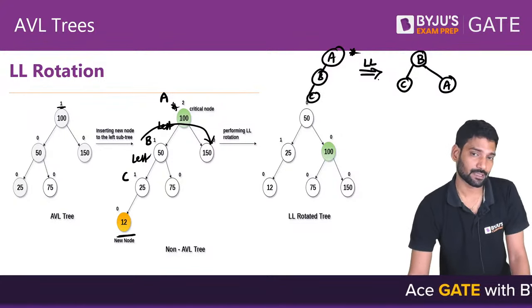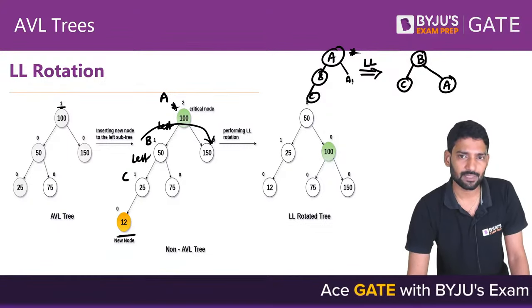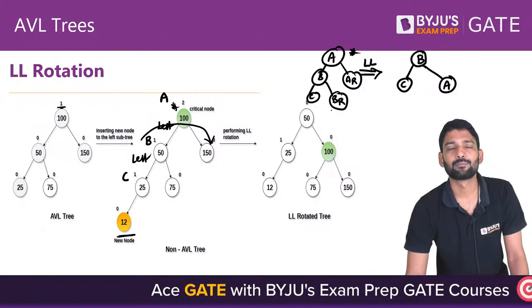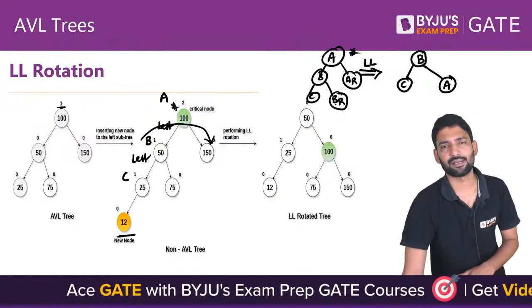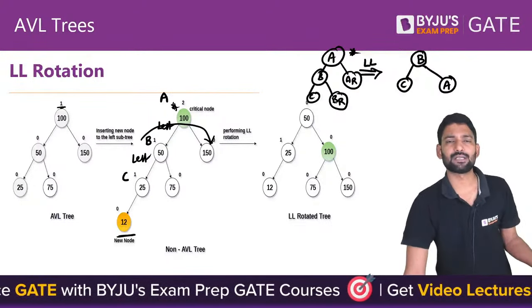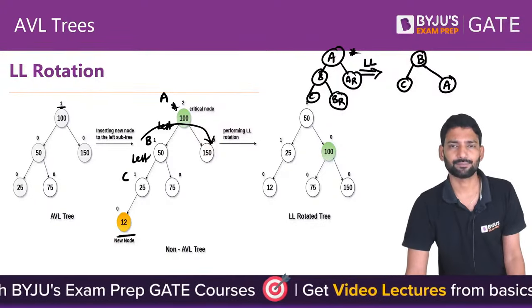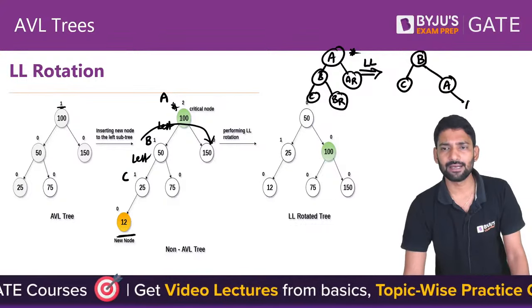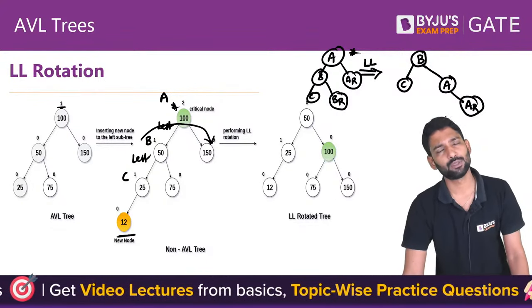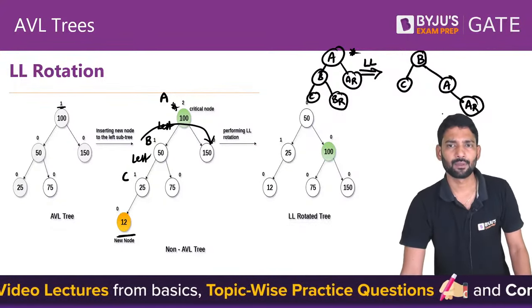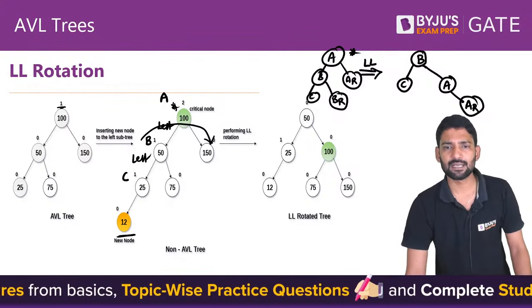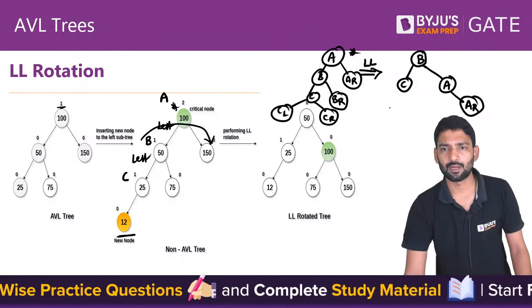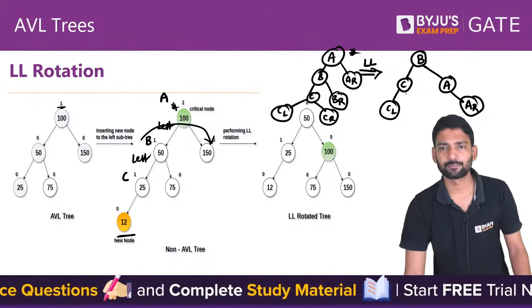Now comes the question: sir, A might have some right subtree, B might have some right subtree, C might have left and right subtrees. We are not changing C, so C will stay as it is. Where will you place A's right subtree? It stays on A's right side only, so there is no change. If C has some left and right subtrees, that also has no impact.